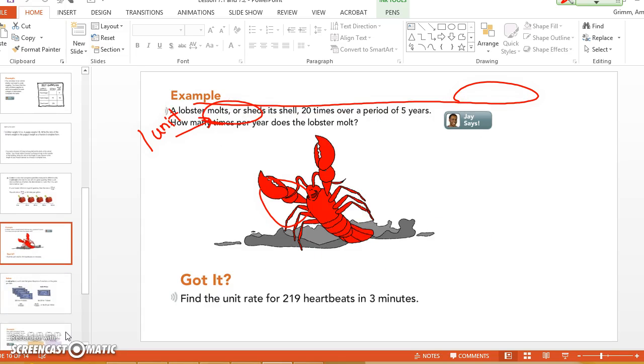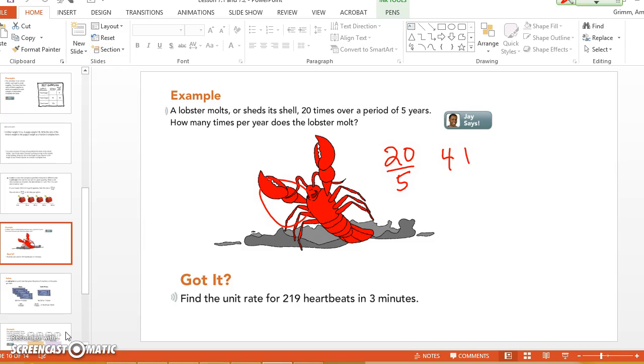All right, Mr. Lobster. Yay, Mr. Lobster. Look, he even looks happy. Okay. A lobster molts, which I didn't know that's what it was called, or sheds his shell 20 times over a period of 5 years. How many times per year does the lobster molt? Yeah, so you're just saying 20 over 5, so it's 4 times per year. What's that called? Unit rate. Good. This is a rate.